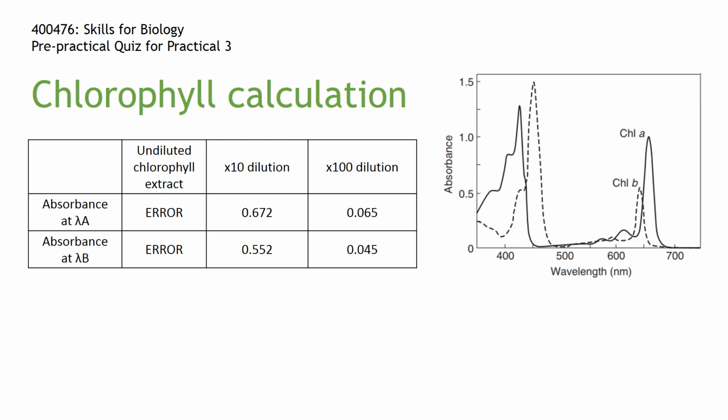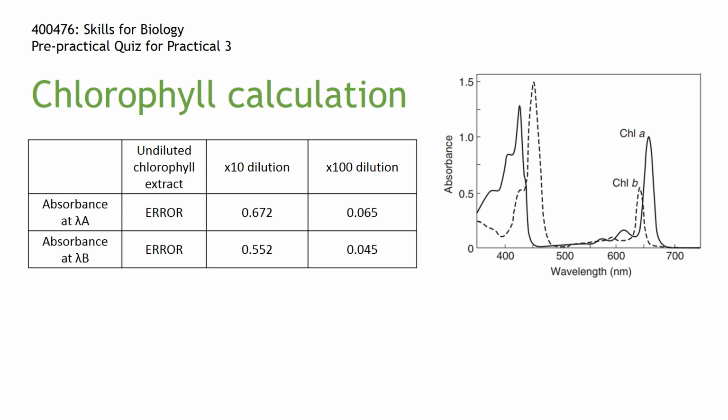And if you remember, the absorbance peaks for chlorophyll A and chlorophyll B slightly overlap with each other. So we're measuring at the maximum for chlorophyll A absorbance, which is here, and the absorbance of chlorophyll B. And then we need a bit of a formula to work out how to get that into something biologically meaningful.